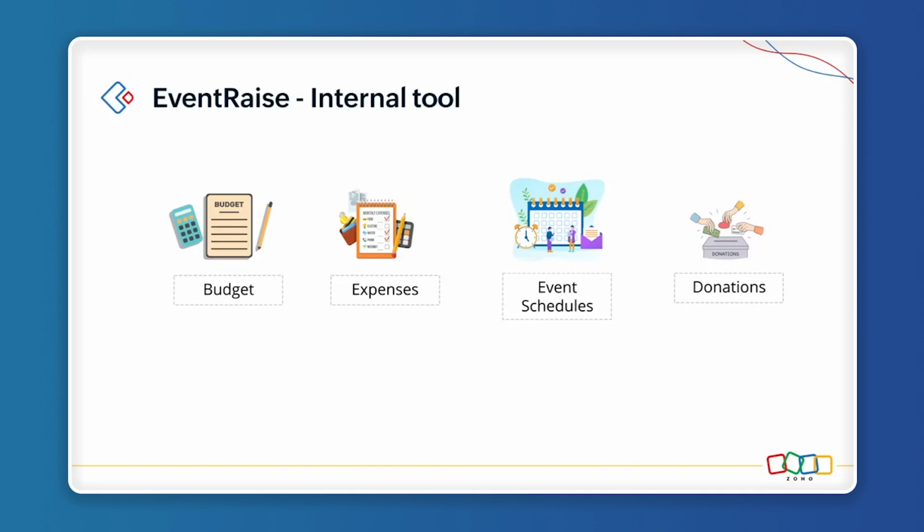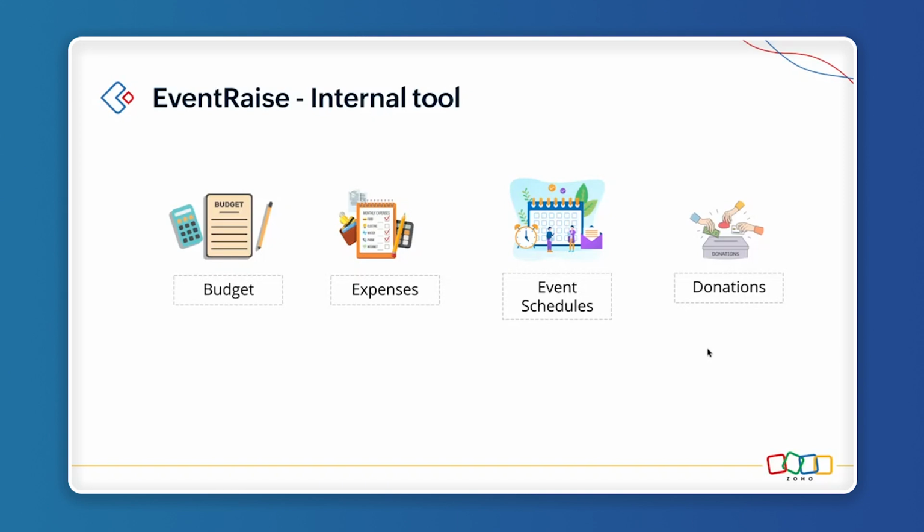Now let's say the same Event Rise is an internal tool that is used only by the group of organizers who are ready to conduct the event. They can make use of this application to create the budget, track the expenses for the event, schedule the event without any clashes, and decide what they are going to do with the donations they have received. So if I'm managing these internal processes in an application, then we can call this Event Rise an internal tool.